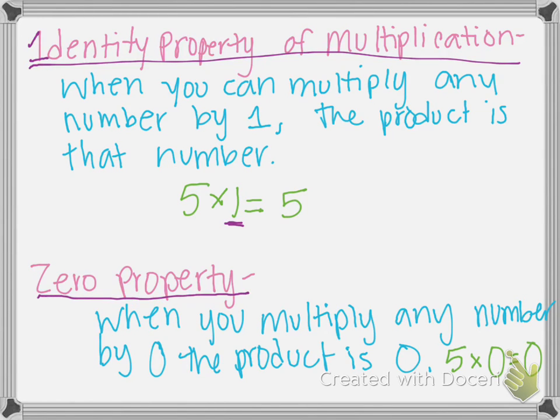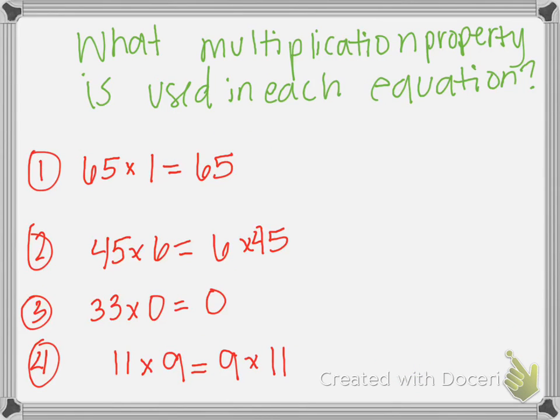And the last property is the zero property. This property states that anytime you multiply a number by 0, the product, or the answer, is 0. So that is all that is. You should have these 4 definitions written down along with the examples. All right, so these are going to be your 4 quick quiz questions before we move on to 3-2.